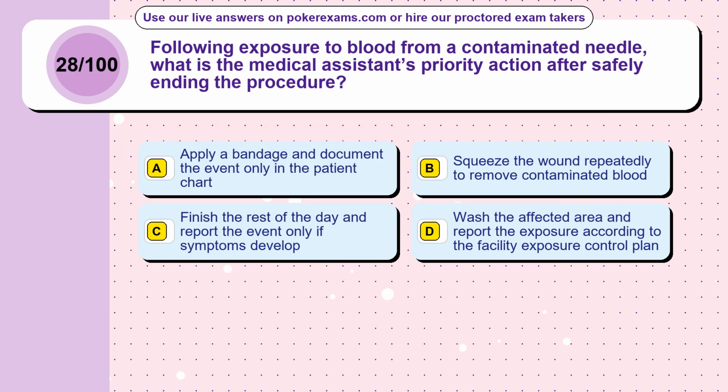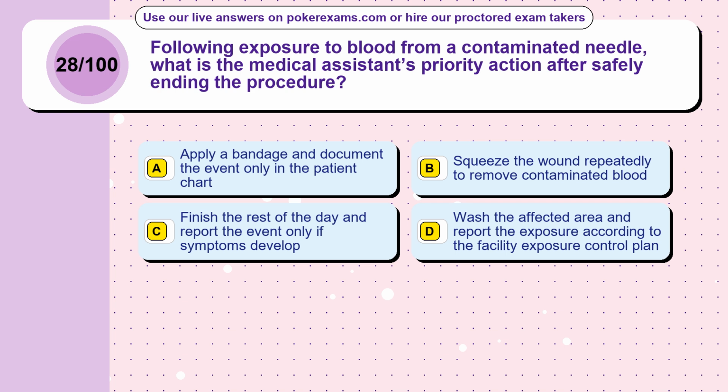Question 28. Following exposure to blood from a contaminated needle, what is the medical assistant's priority action after safely ending the procedure? Option A. Apply a bandage and document the event only in the patient chart. Option B. Squeeze the wound repeatedly to remove contaminated blood. Option C. Finish the rest of the day and report the event only if symptoms develop.